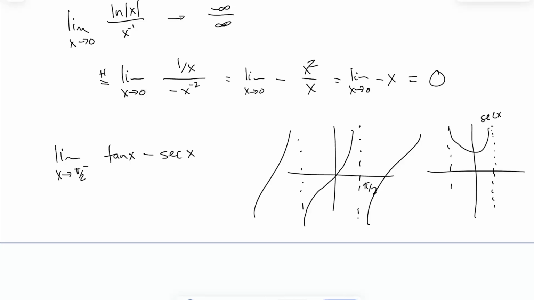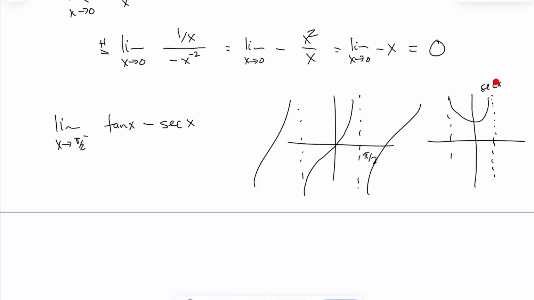You can see as you approach the asymptote from the left, tan goes up to infinity. And as you approach the asymptote from the left, secant also goes up to infinity. All right, so when I try to plug this in, I get infinity minus infinity. And that is the classic indeterminate form situation.